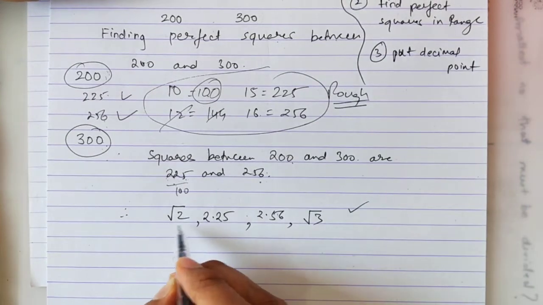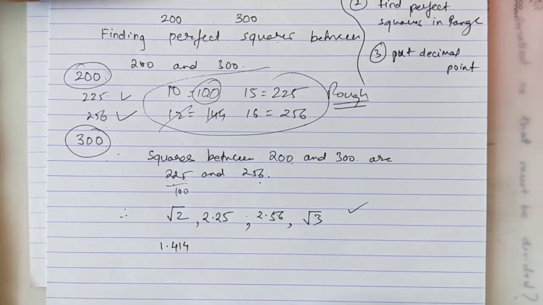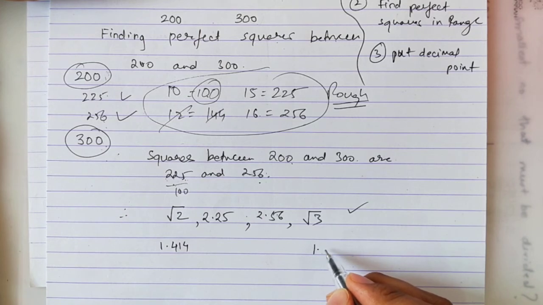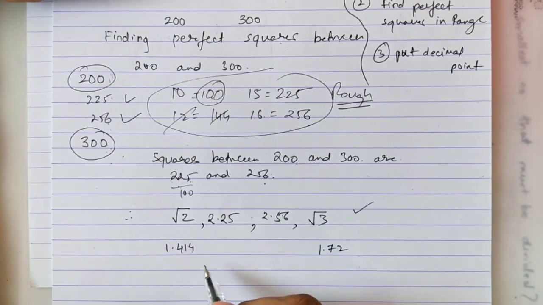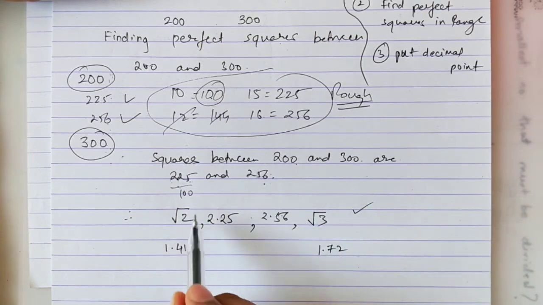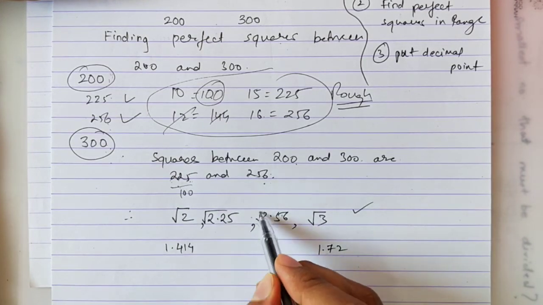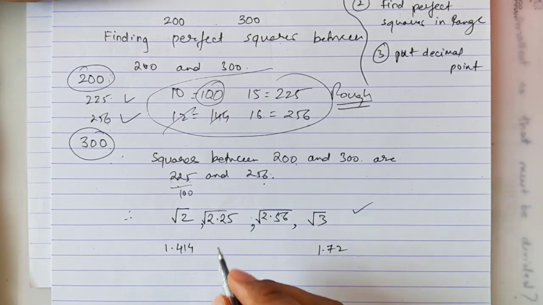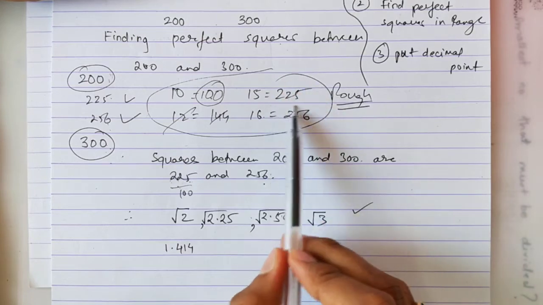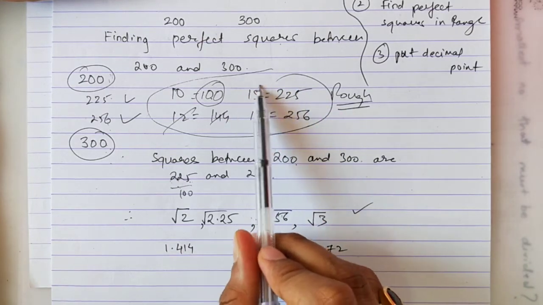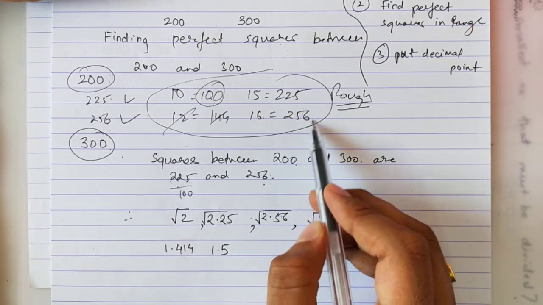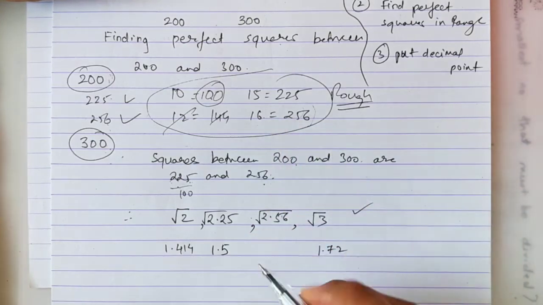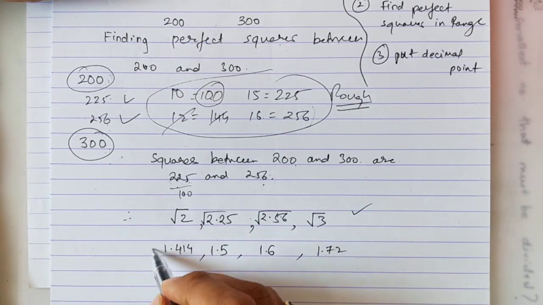How? The value of root 2 is 1.414 and the value of root 3 is 1.732. Okay, so your final answer is not this. Final answer is root of this and root of this. 225 was the square of which number? 15. So my answer is 1.5. And 256 was the square of which number? 16. So my answer is 1.6. This is my final answer.